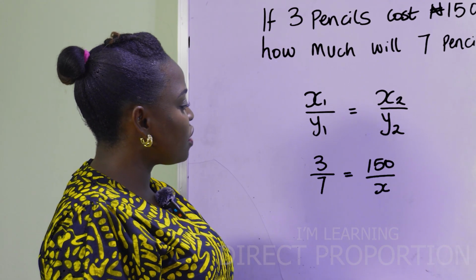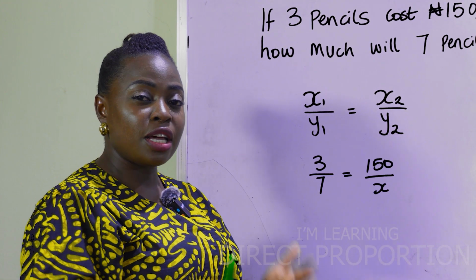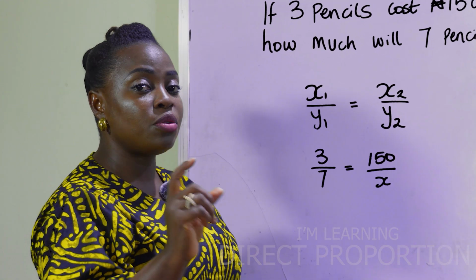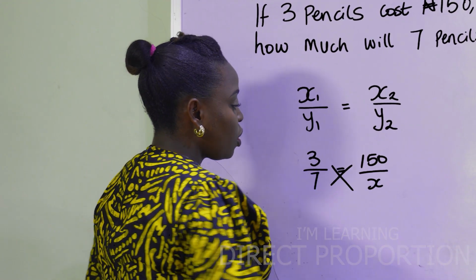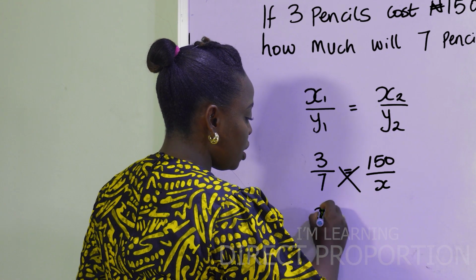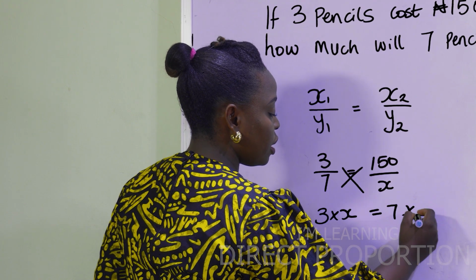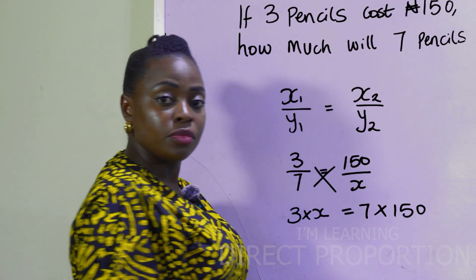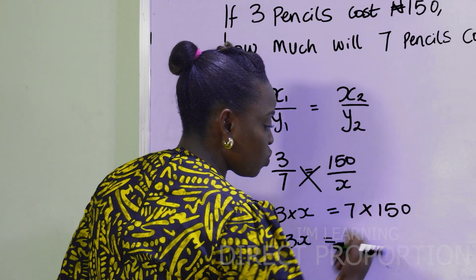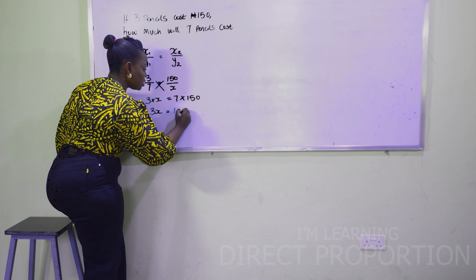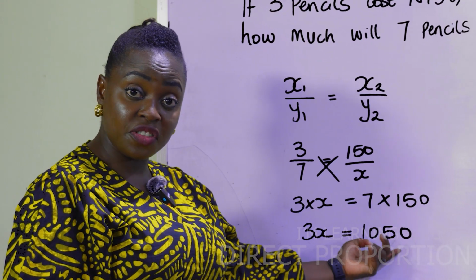Now let's look at this. 3 over 7 is equal to 150 over x. Now, when you have a fraction that is equal to another fraction and one value is missing, the fastest way to solve that is to cross multiply. Cross multiply means I would say 3 times x is going to be equal to 7 times 150. Now let's do this. 3 times x is 3x, and 7 times 150 is 1050. Now you have that 3x is equal to 1050.